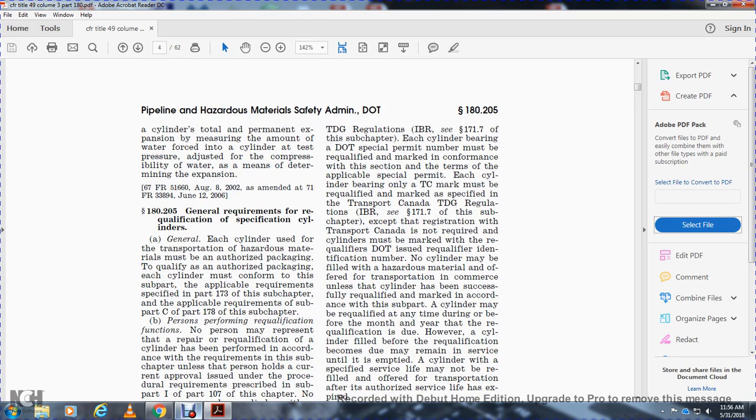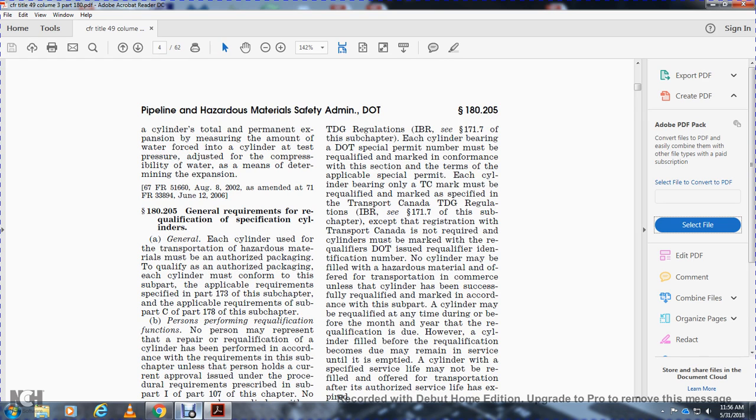Trade in dangerous goods regulations. Each cylinder bearing a DOT special permit must be requalified and marked in conformance with the terms of the applicable special permit. Each cylinder bearing a TC mark only must be requalified and marked as specified in the Canada Transport of Dangerous Goods regulations.